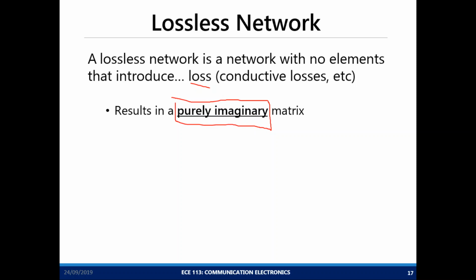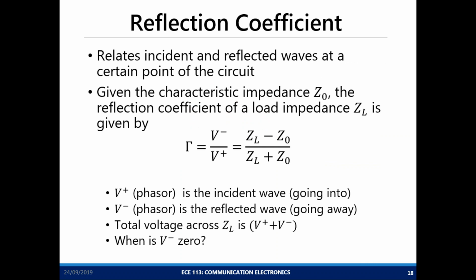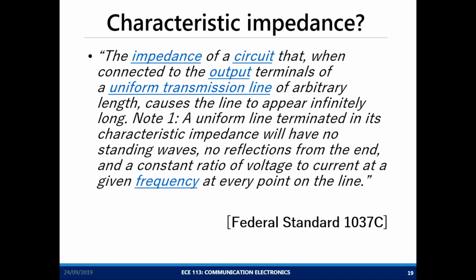Okay. So now, let's define what we call the reflection coefficient. You have seen this in filter design. Let's formalize it. The reflection coefficient relates the incident electric field, which is the electric field going inside your network, and the reflected electric field, reflected voltage rather, and the reflection coefficient is equal to this, where ZL is the load impedance and Z0 is the characteristic impedance. What is the characteristic impedance? The characteristic impedance is defined by the federal standard to be this.